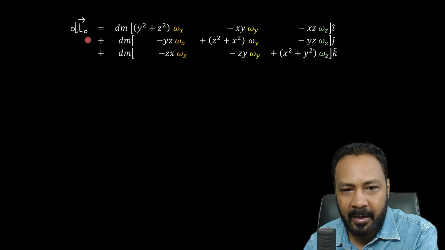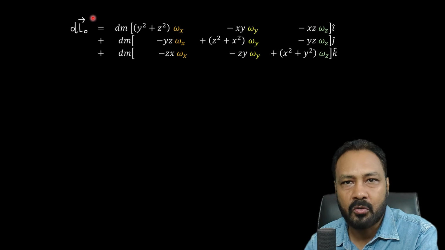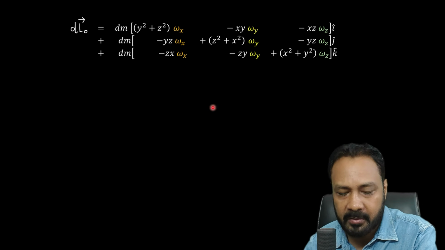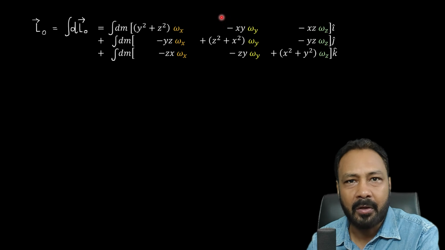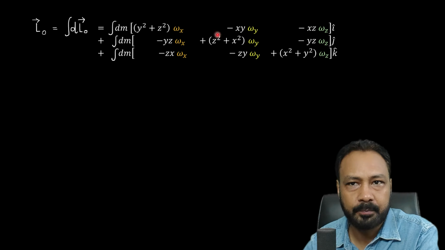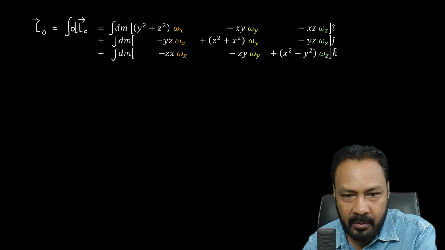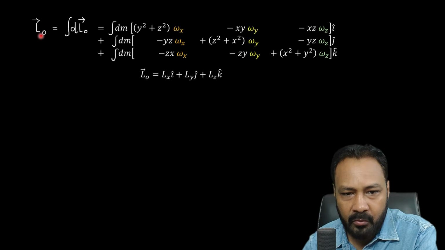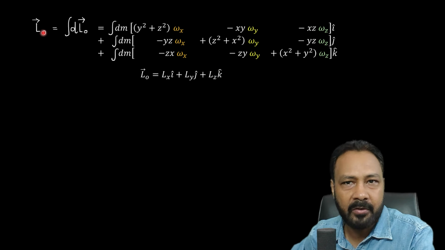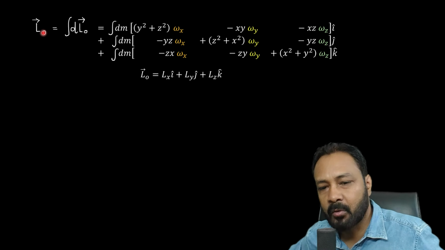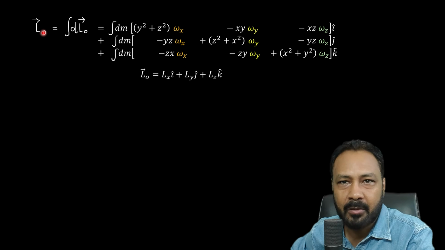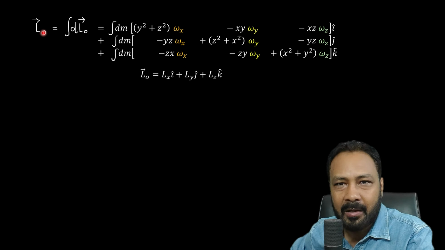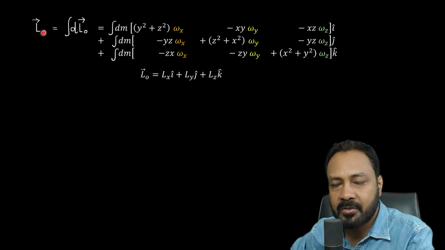That was the angular momentum of the dm mass about O, and if I integrate that whole thing, I will get the total angular momentum of the body about O. Angular momentum is also a vector, so L about O is Lx i cap plus Ly j cap plus Lz k cap, where Lx is the x component of angular momentum, Ly is the y component, and Lz is the z component.